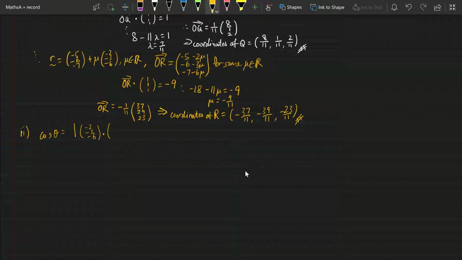Dot 1, 1, 1. Magnitude of this divided by the square root of the individual magnitudes. So 2 square plus 3 square plus 6 square gives us root 49, and this is root 3. At this stage of A levels, when you're practicing actual papers, you shouldn't have much problem figuring out what we are doing here. This is just the acute angle between two vectors, 1, 1, 1 and -2, -3, -6.